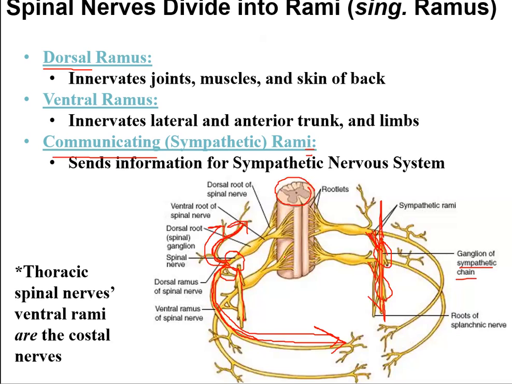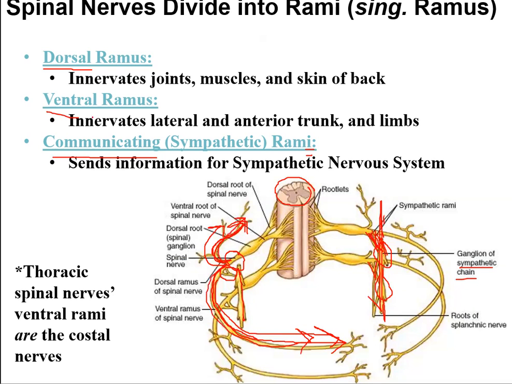Okay, so once again, the spinal nerves divide into rami, or singular ramus, as we can see at the top. Visceral commands of the sympathetic nervous system travel via the communicating rami to the sympathetic chain of ganglia. Voluntary information and conscious sensory information is going to be relayed to the back via the dorsal ramus and to the front via the ventral ramus.